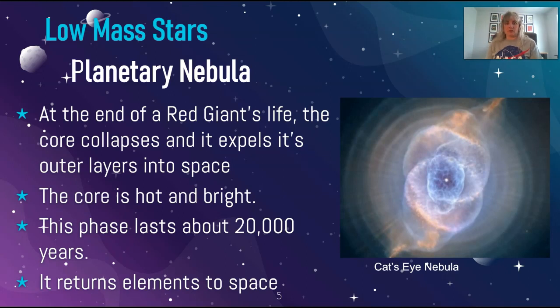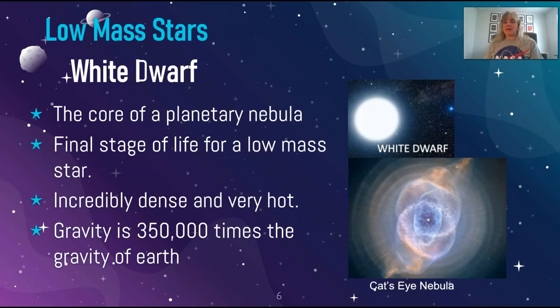They're quite extraordinary. After a planetary nebula, we get what's called a white dwarf. The white dwarf is the core of the planetary nebula. Once all those outer layers have disappeared, we get the core left. It is incredibly dense and very hot. Its gravity is 350,000 times the gravity of the Earth.